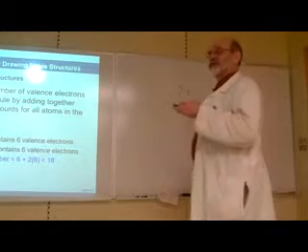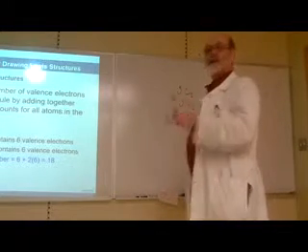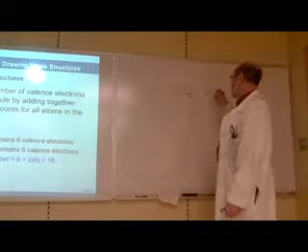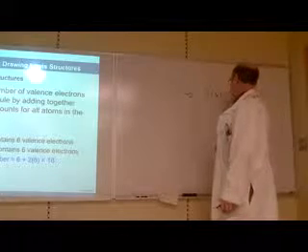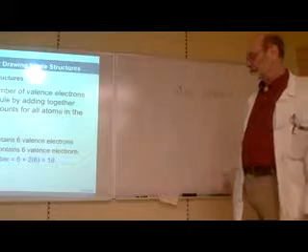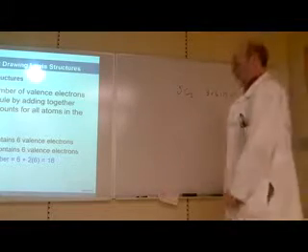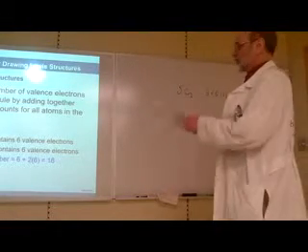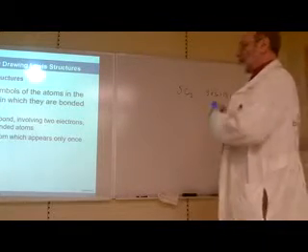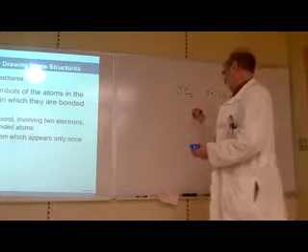Sulfur and oxygen are in the same family. That means each one's going to have 6 electrons in its valence shell. All right, so 3 times 6 is 18. We've got 18 electrons that have to be placed in that molecule. That's the first step. Second step is you write the chemical symbols in the molecule.